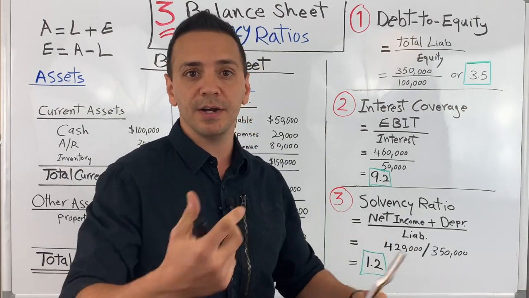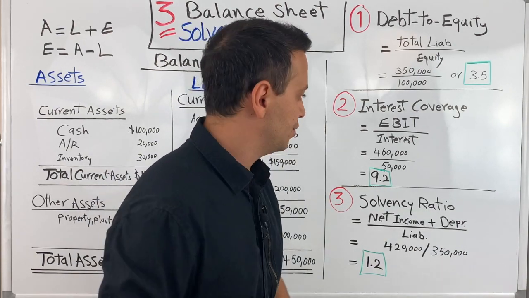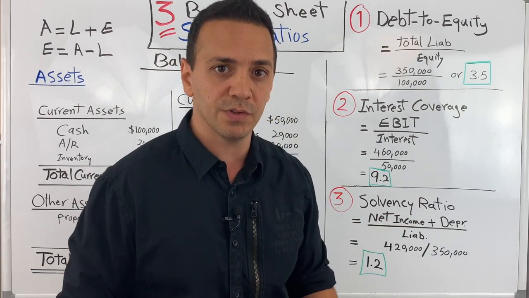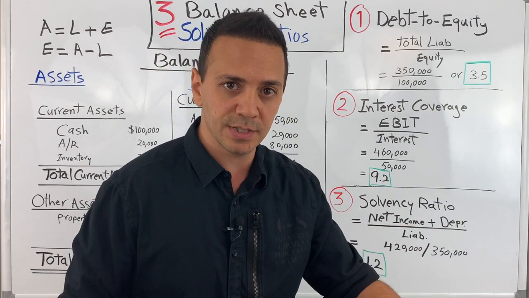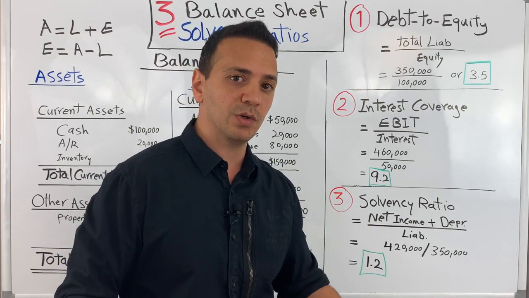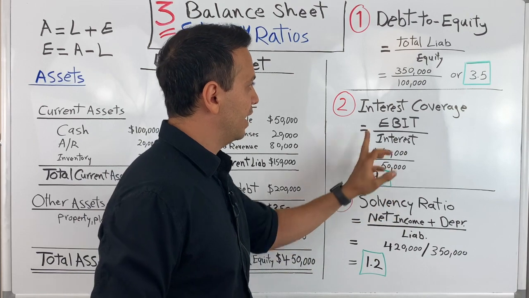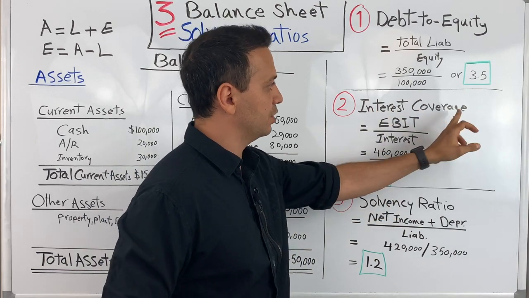So that's usually the higher the better. You want that number to be high, because it indicates that the company can cover its interest expense 9 times over, which means that they have excess funds to cover beyond the interest. So here it's 9.2, and that's the interest coverage ratio.